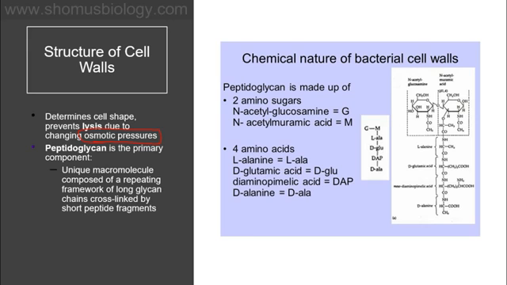But if you do the same thing for an animal cell, they have only a cell membrane. They can either burst the cell open or shrink the cell down. So peptidoglycan is a primary component of a bacterial cell wall, while cellulose is the primary component of a plant cell wall. So that's the difference. Now the peptidoglycan has a unique macromolecular framework composed of repeating long glycan chains cross-linked by short peptide fragments.